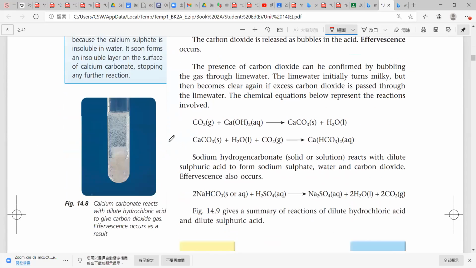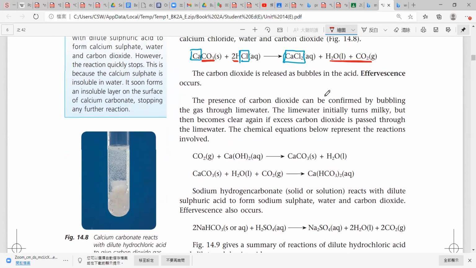That you mentioned something like this. And how will you know that the gas is carbon dioxide? A very traditional way is to bubble the gas into lime water.